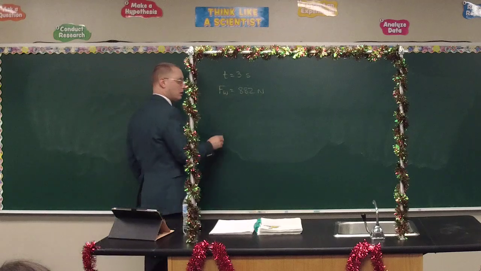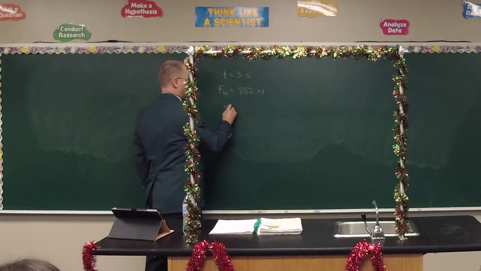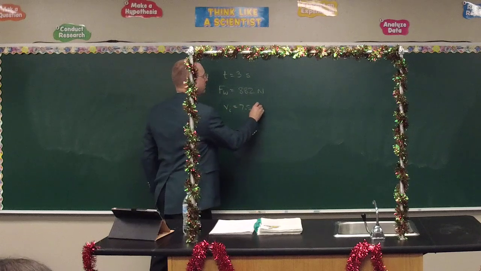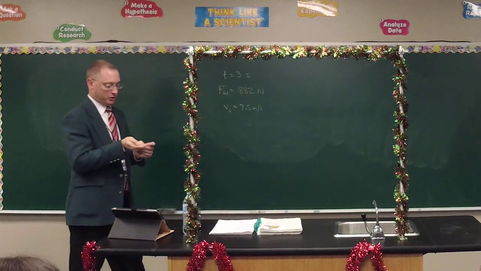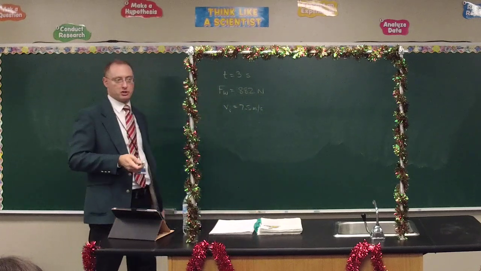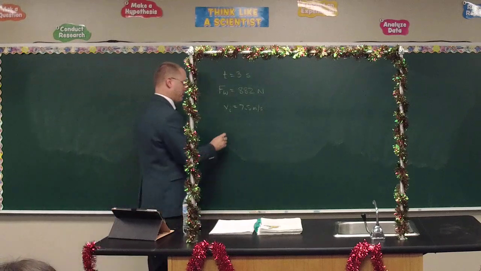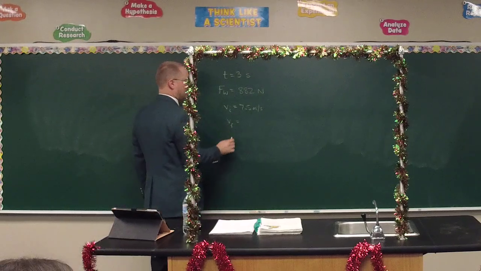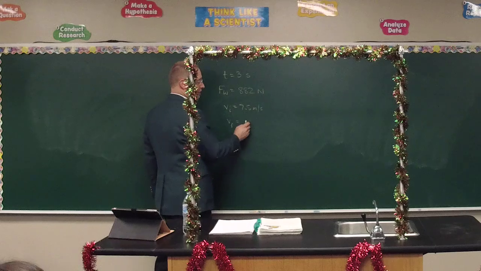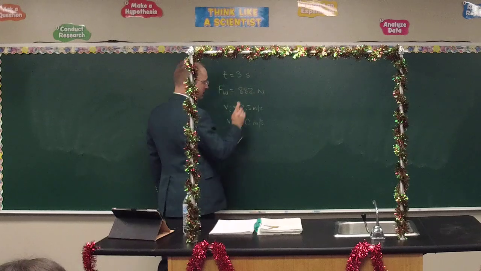That's velocity. The initial velocity. But it says we want to do what to this hockey player who's sliding along at 7.5 meters per second? Stop. We want to stop him. So that implies that the final velocity is zero meters per second.